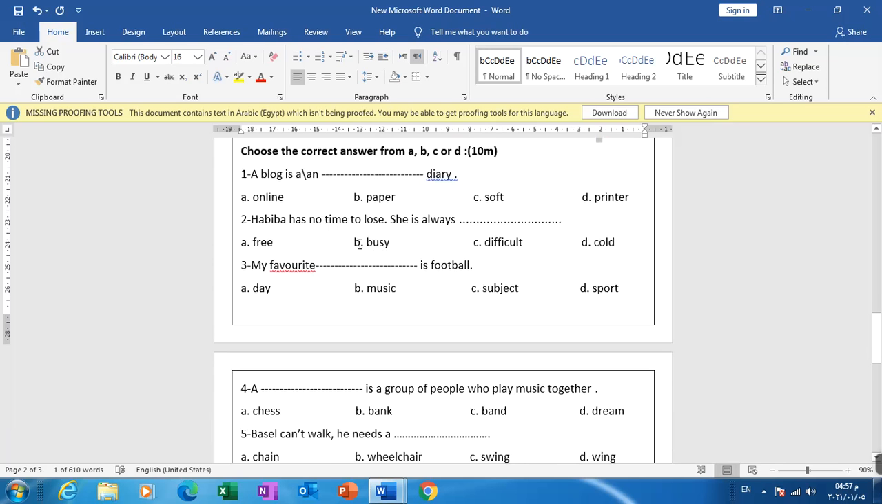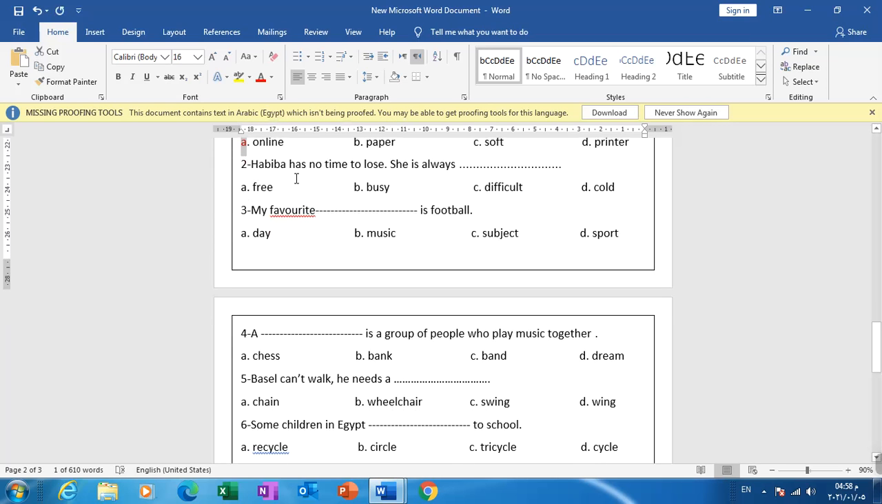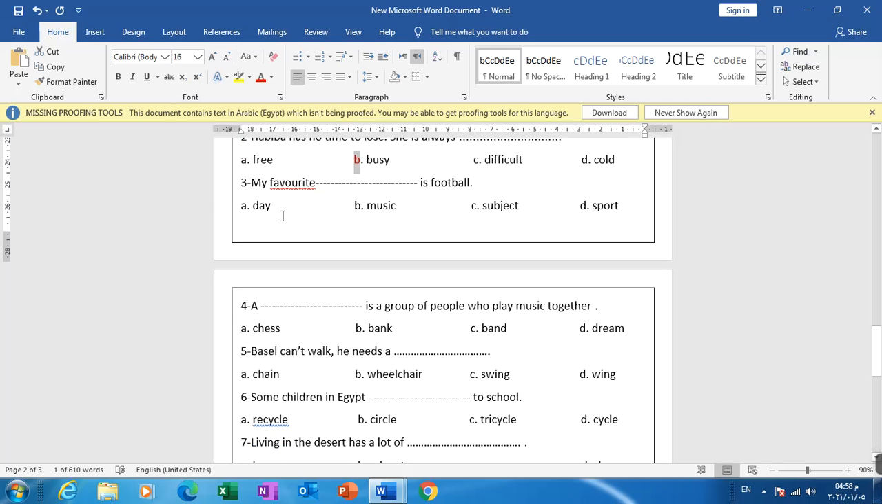The next question is: choose the correct answer. You will read the sentence and answer it. A blog is a or an space diary. Diary, okay. A blog is a or an online, paper, soft, printer. Try to answer with me. Online. Excellent. Number 2. Habiba has no time to lose. She is always space: free, busy, difficult, cold. Busy. Of course, this is the lesson of Habiba Marzouk, gymnast.